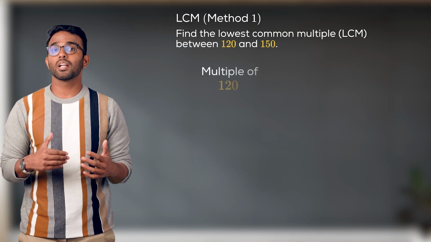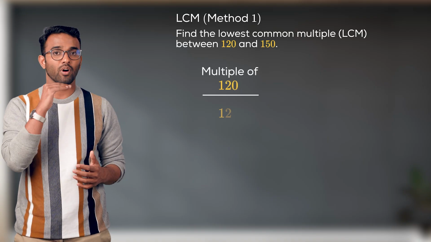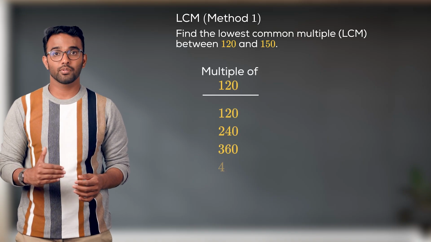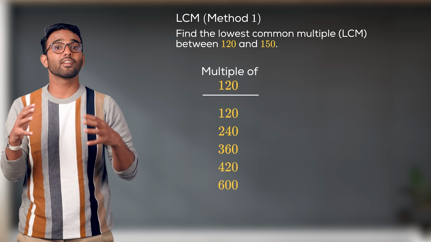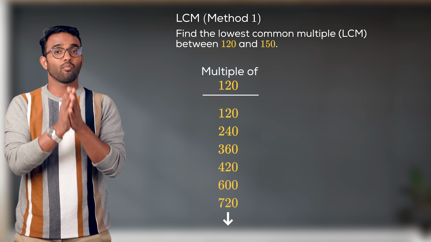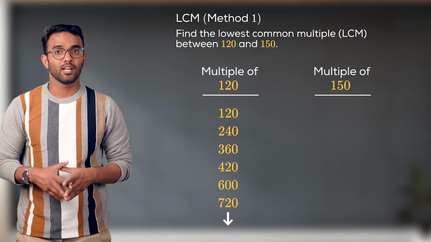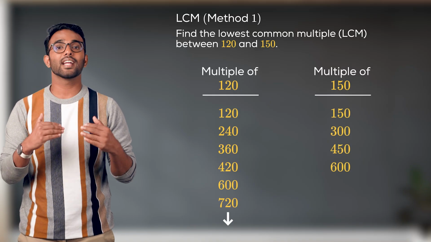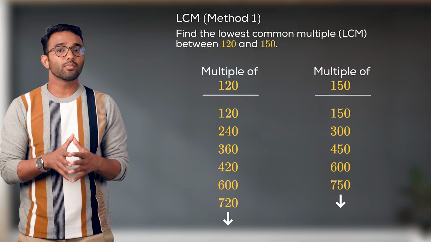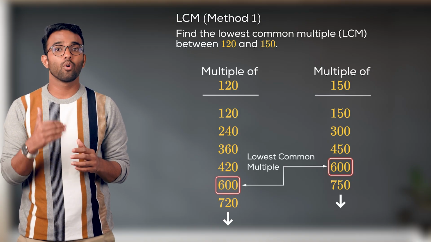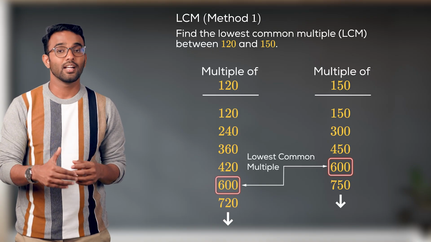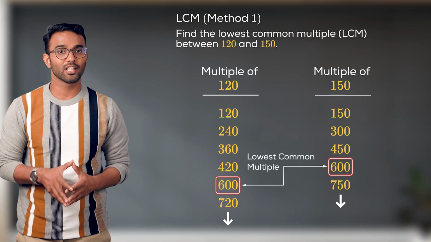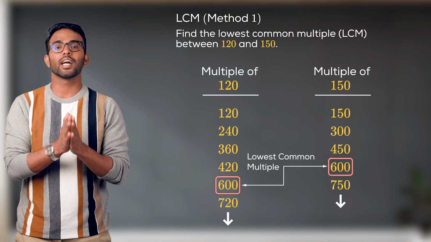So write down the multiples of 120 and that will be 120, then 240, then 360, then 480, then 600, then 720 and so on. Write the multiples of 150 now. We have 150, 300, 450, 600 and 750. Okay, in this we can see 600 is the lowest common multiple and that's it, job done. 600 is the lowest common multiple between 120 and 150.